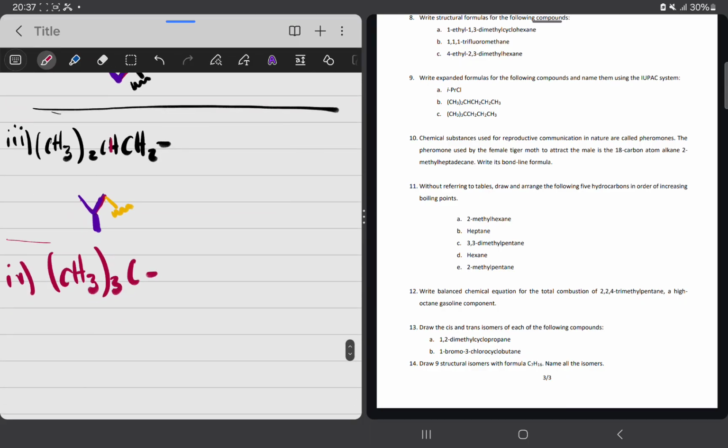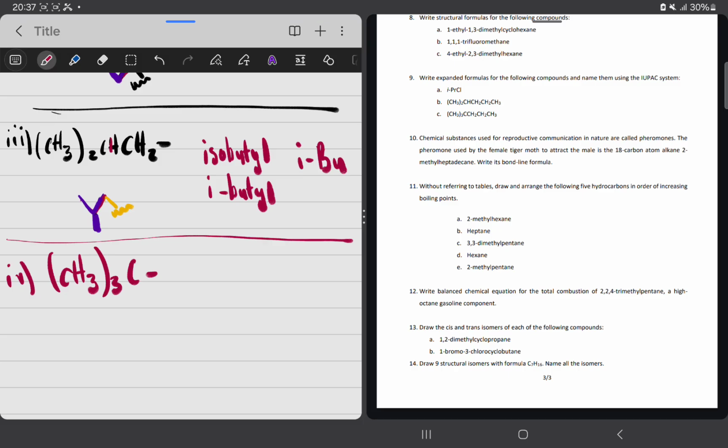Okay, so, maybe let me close this off. Remember that this is going to be isobutyl. So for iso, either it's written in full as isobutyl, or it'll be I-butyl. For isobutyl, it's I-butyl, which is going to be IBU. Okay, IBU in abbreviation. That is what it's going to be.